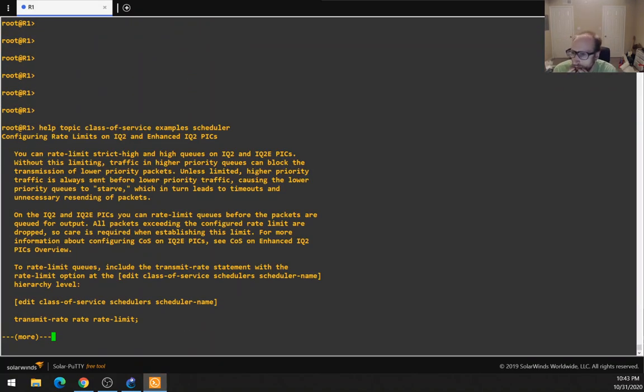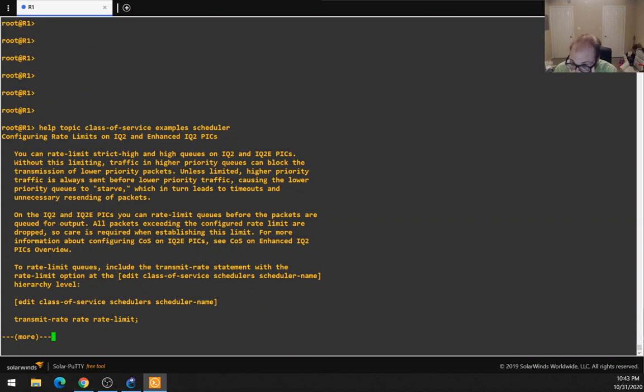So this is configuring rate limits on IQ2 and enhanced IQ2 PICs. You can rate limit strict high and high queues on IQ2 and IQ2E PICs. Without this limiting, traffic in higher priority queues can block the transmission of lower priority packets. Unless limited, higher priority traffic is always sent before lower priority traffic, causing the lower priority queues to starve, which in turn leads to timeouts and unnecessary resending of packets.